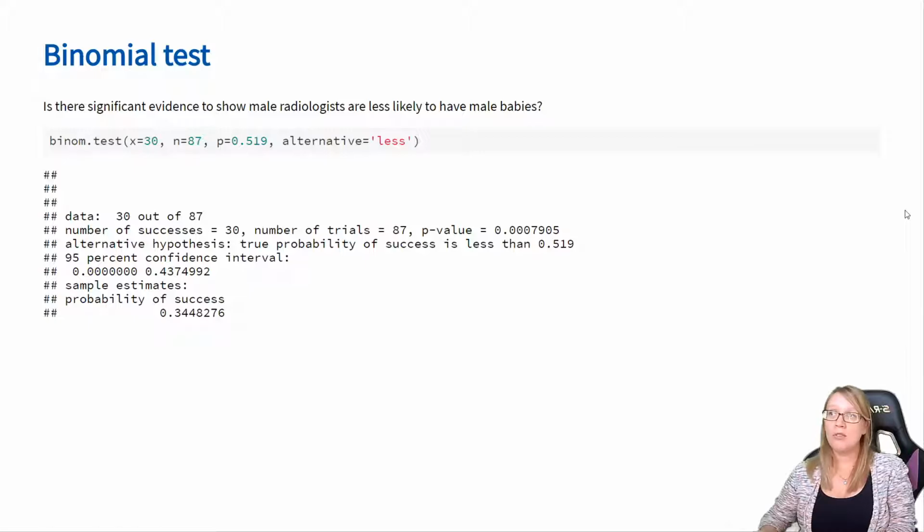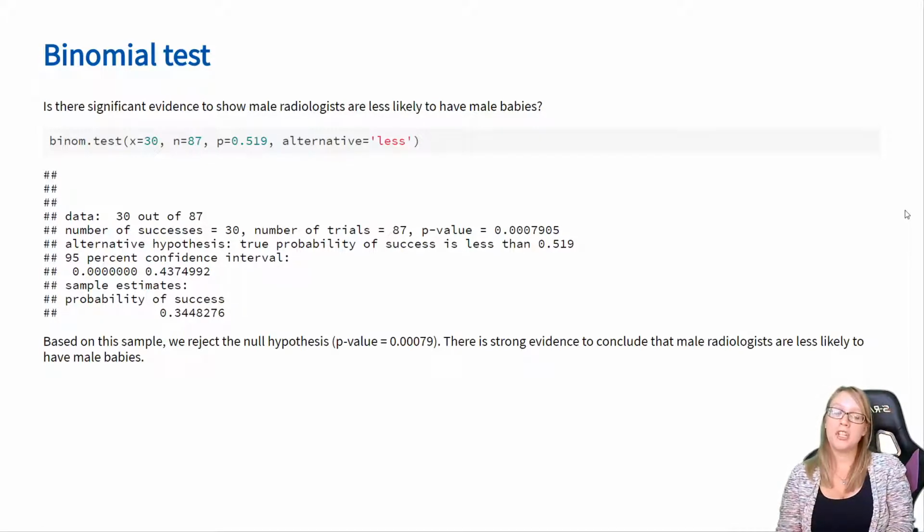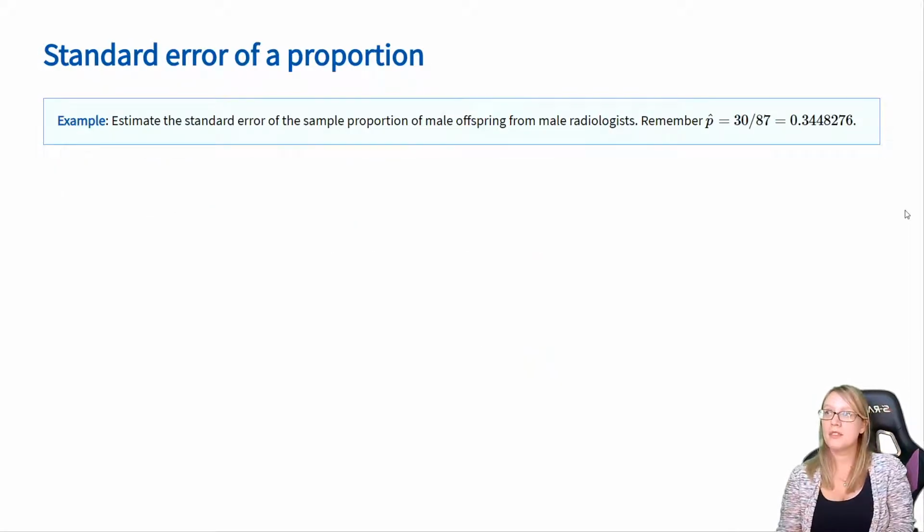Here's the code that we would need to write. So our number of successes, x, is 30, our sample size n is 87, our hypothesized value p is 0.519, our alternative is a less than alternative. Looking toward our p-value, this is very low. We have 0.0008. So yes, it looks like there is significant evidence to show that male radiologists are less likely to have sons. We will reject our null hypothesis.